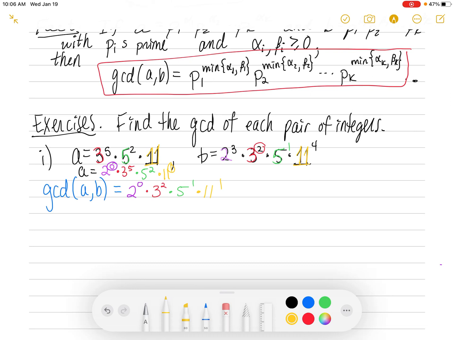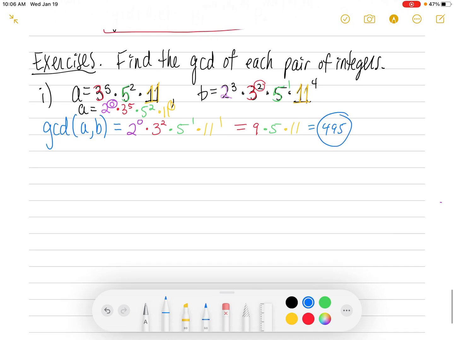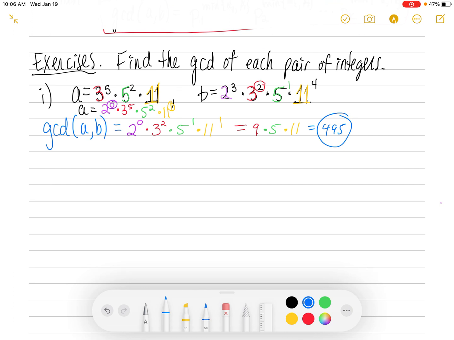So we have 2 to the 0 times 3 squared times 5 times 11. That's going to be 9 times 5 times 11. Let's multiply that out. 9 times 5 times 11 is 495. Our answer here is 495. That's our GCD of these two numbers.